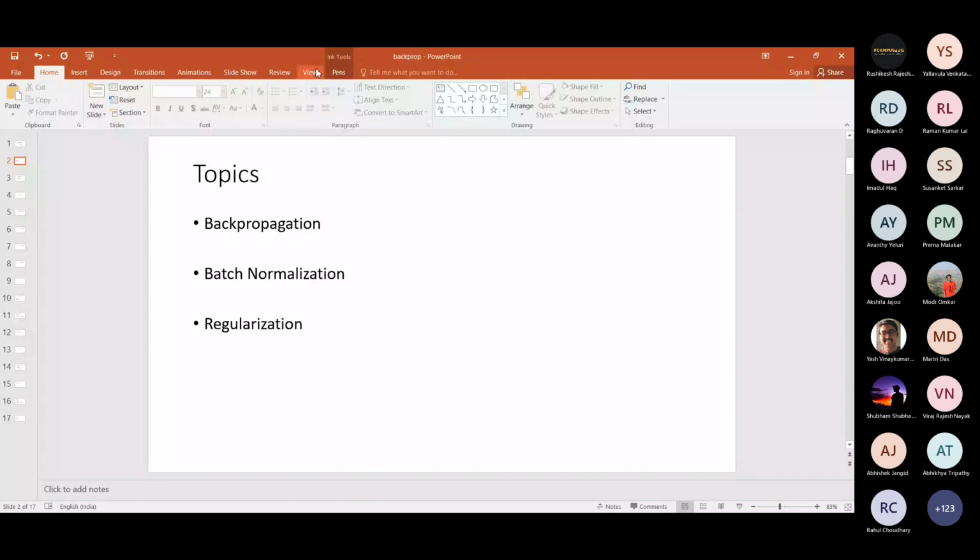And then I will talk about two important things when you actually train your network. This is batch normalization and regularization. Okay, and so that's essentially today's topics that I'm going to focus on.